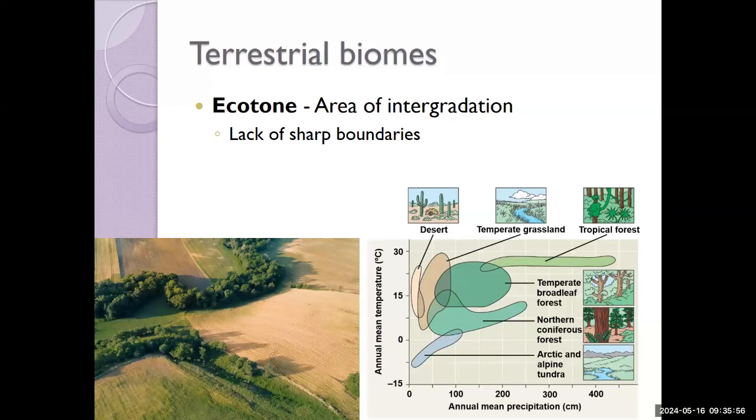Within the terrestrial biome, I wanted to introduce the term ecotone. It's an area of intergradation, and what this means is there's no sharp boundaries. There's no clear lines that say this is where the temperate broad forest ends and this is where tropical forest begins. Usually there's an area of overlap where side by side you could step between multiple biomes at any given moment.